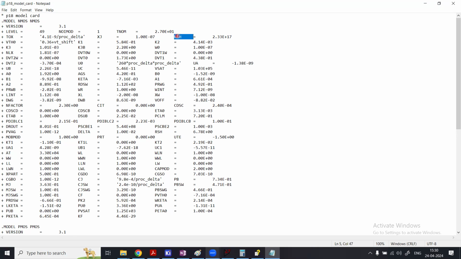This is NCH, still not, but look at here, VTHO, that is the zero gate bias threshold voltage, which is 0.36 volts plus VT shift. There is something that has been taken into account, but we'll just focus on 0.36. Now K1, K2, right here, and K3. These are the parameters related to the process, which can help us give the transconductance of the device. There are so many other parameters which we can just search on the internet and get the information about.